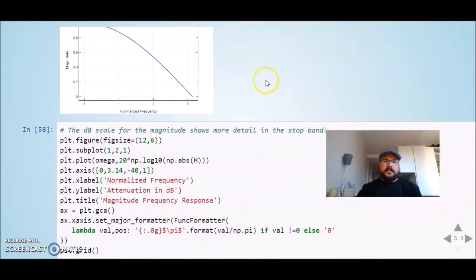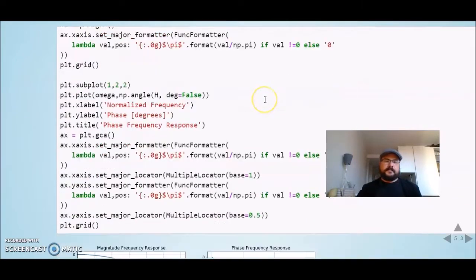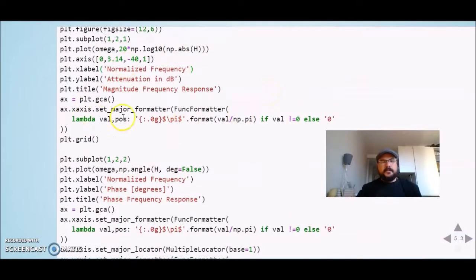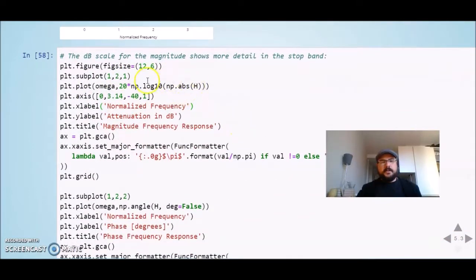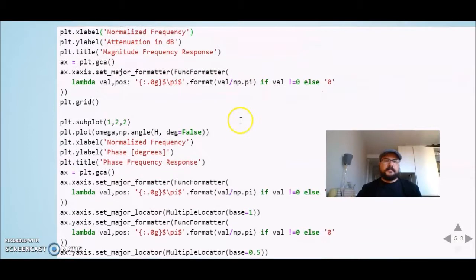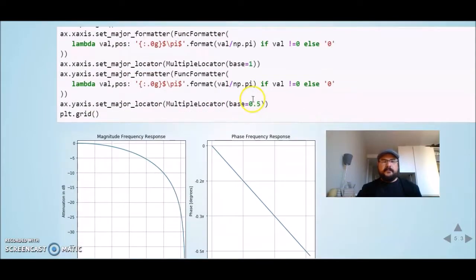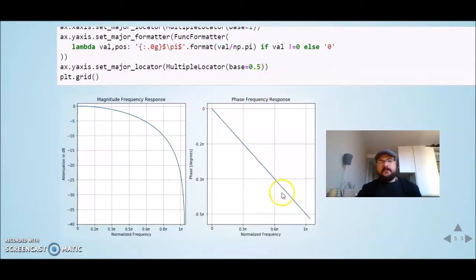If we plot in the dB scale and also the phase, this is what we're doing here. We're plotting now in the dB scale, and we're also plotting the phase. So we see it's a linear phase with a slope of 0.5. Here we see the normalized frequency, so pi is the Nyquist frequency, and we see the slope of 0.5, so it's a linear phase. And here we can see the magnitude in the dB scale.